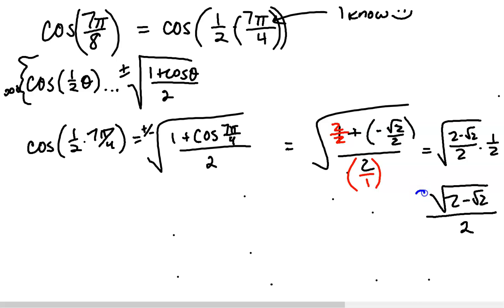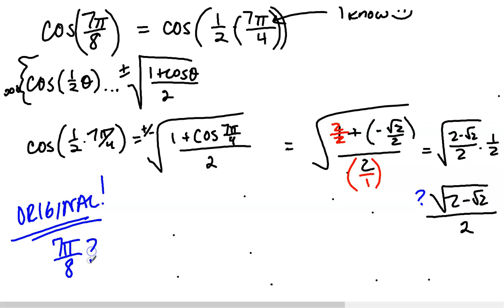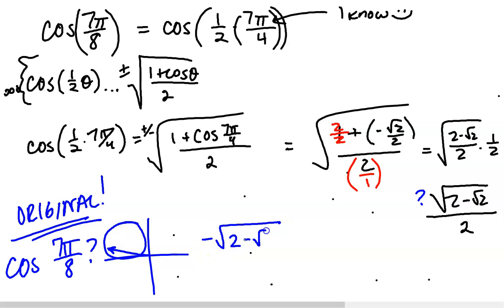But the question is positive or negative. Remember, this is where you have to go back to the original angle. So for example, I need to look at where 7 pi over 8 is. 7 pi over 8 is just shy of 8 pi over 8, which means it's in the second quadrant. So should the cos of 7 pi over 8, something in the second quadrant, be positive or negative? Cosine is negative here. So this should be negative square root of 2 minus root 2, over 2.